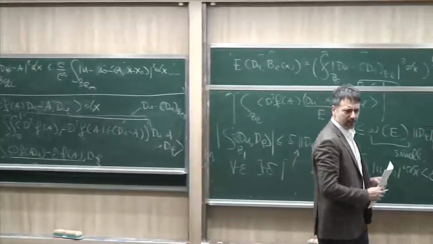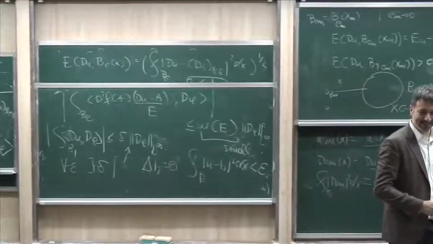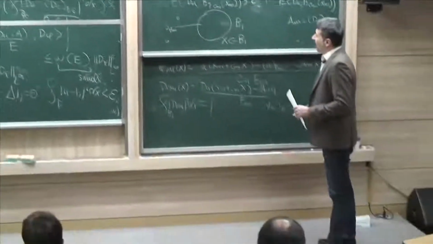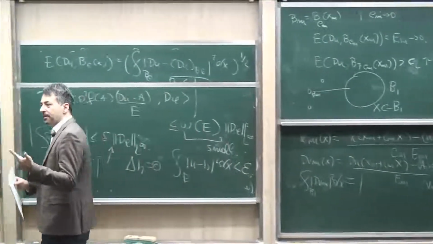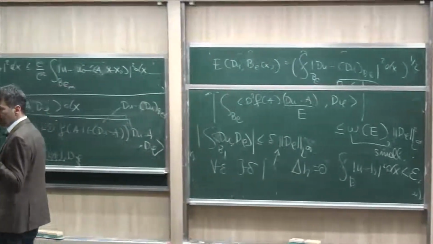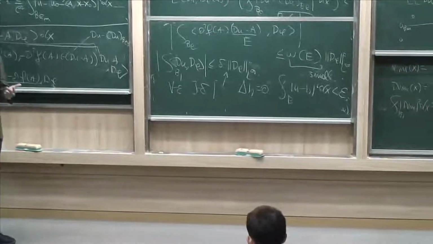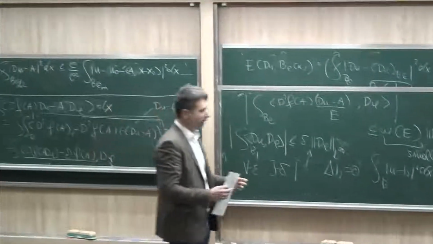I think I still have 10 minutes. Right. Okay, these are the three methods: the direct method, the indirect method, and the blow-up method, and the harmonic approximation method.